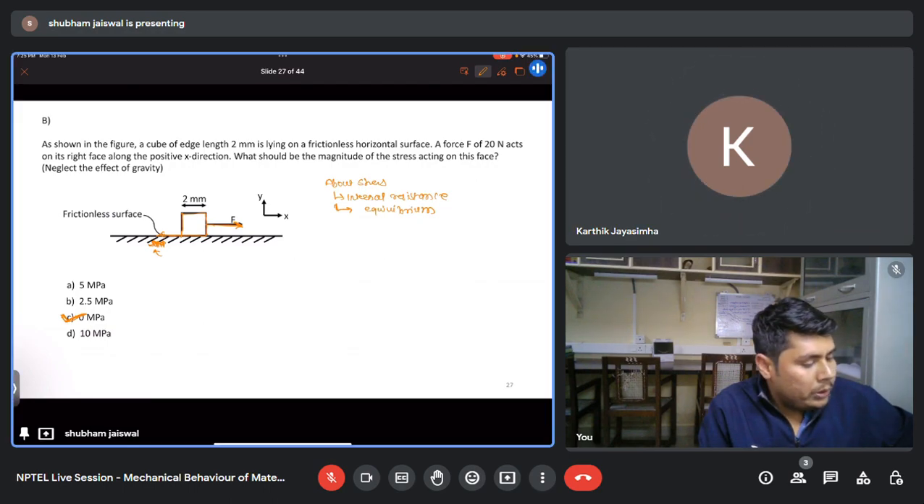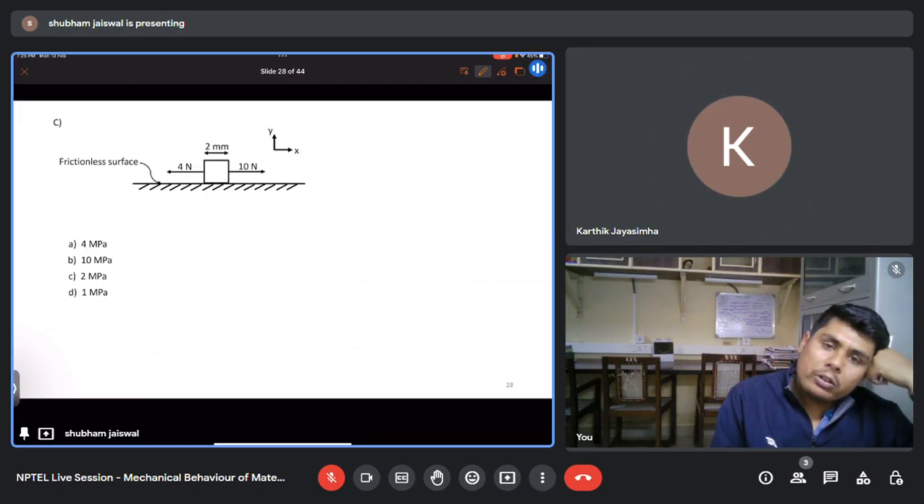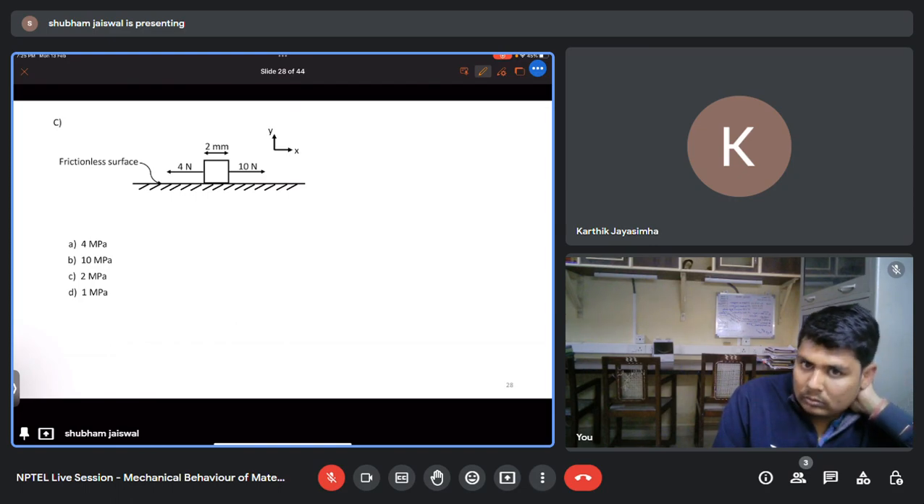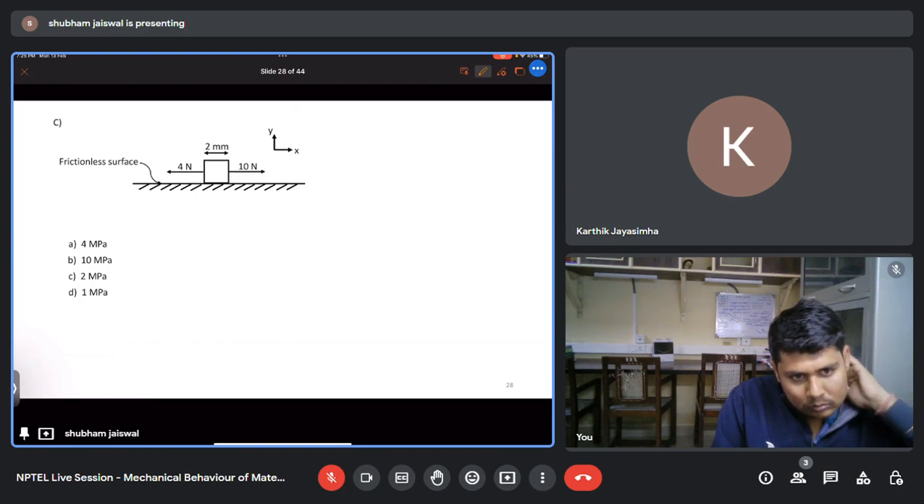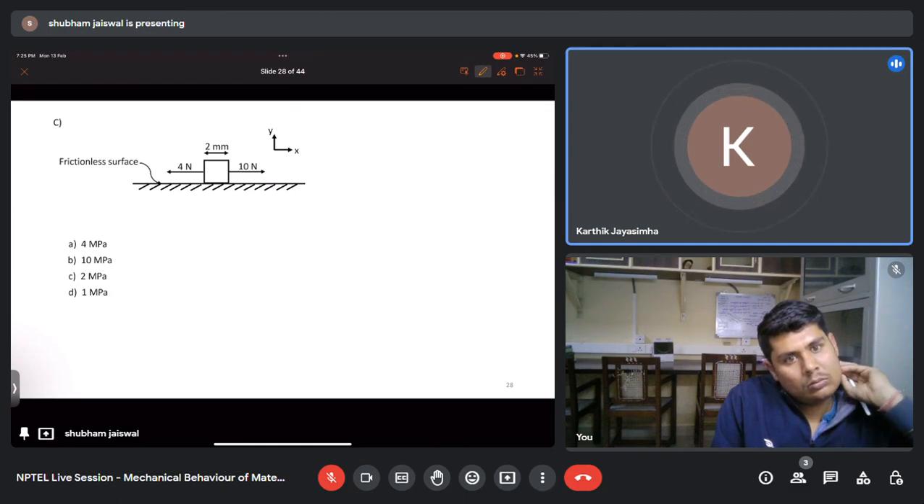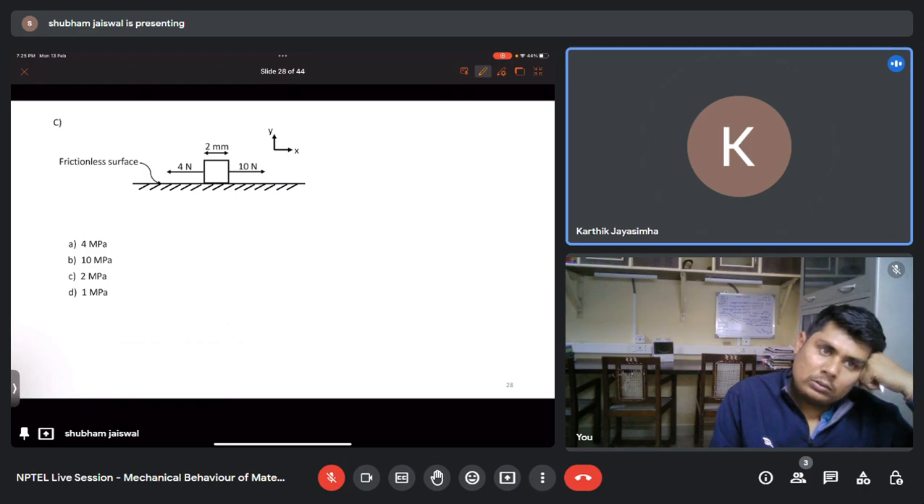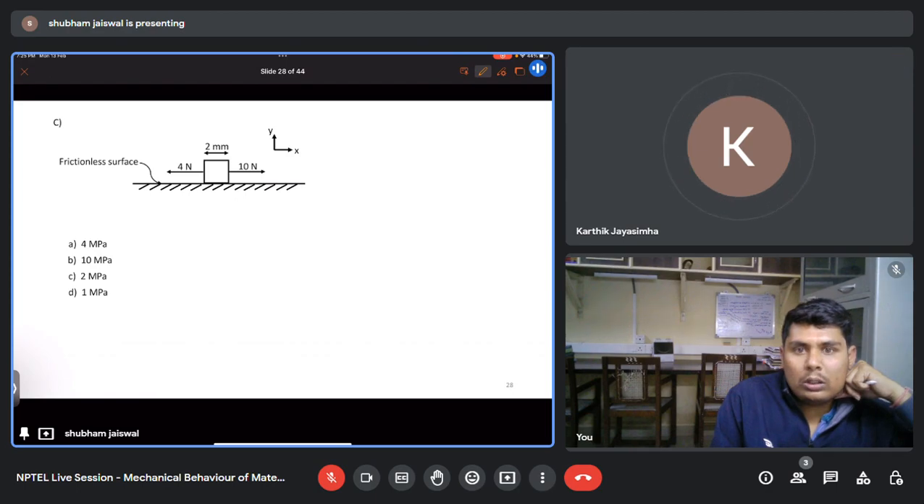Now moving to the next question. The same question, find out the stress. Going by the formula, stress is load by area. But we are applying force in 2 directions, and that too different forces. So how will you approach?